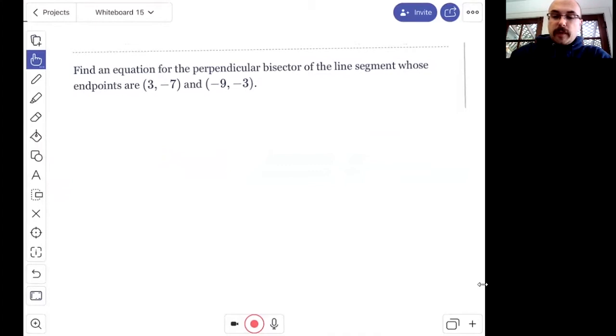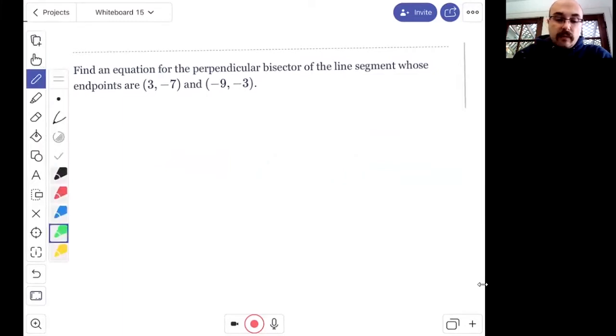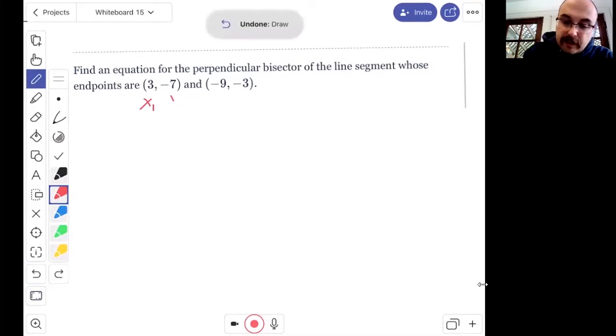Find an equation for the perpendicular bisector of the line segment whose endpoints are (3, -7) and (-9, -3). All right, well, let's dive in. I always like to begin by labeling my points so I don't mix up what's going where. So I'm going to start by labeling this first coordinate as x1, then y1. X2 and y2. Again, the reason I do that is just so I don't make a silly mistake and mix something up when I'm plugging it in later.